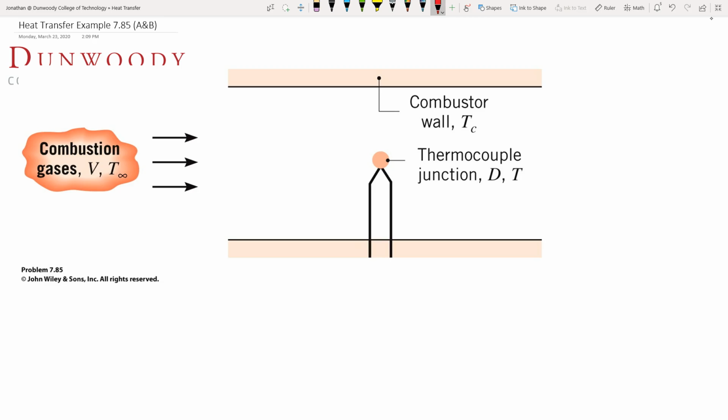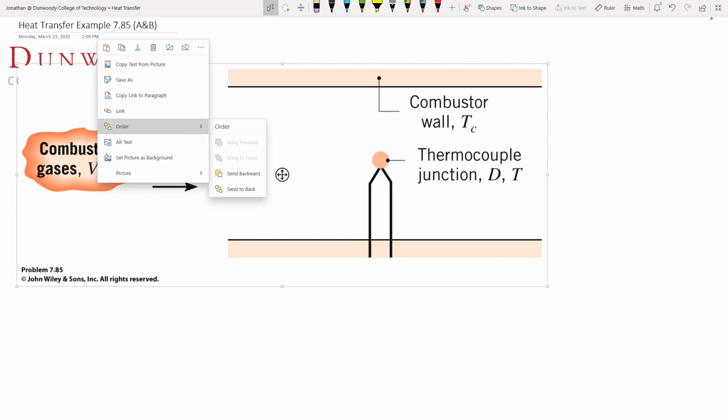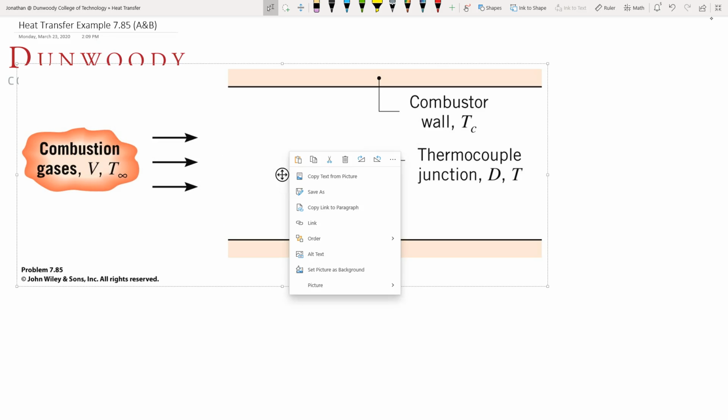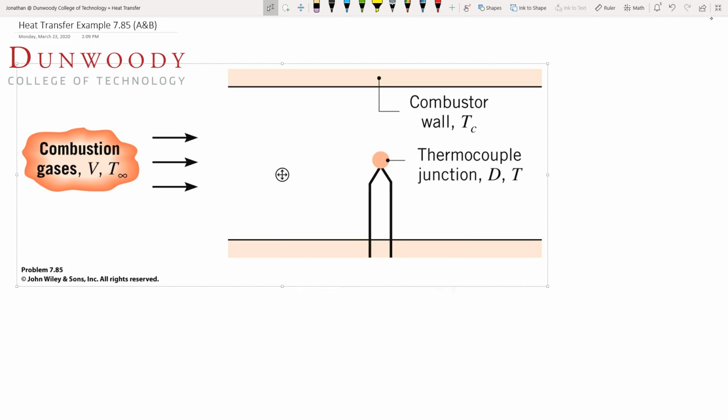We've got a problem to work through here on 785. We're going to work through this in just a second, and then hopefully shore up some of the things we learned about external convection over spheres and cylinders possibly.